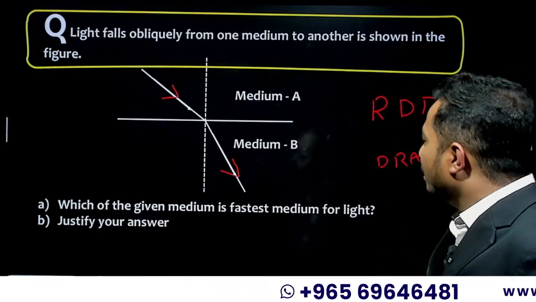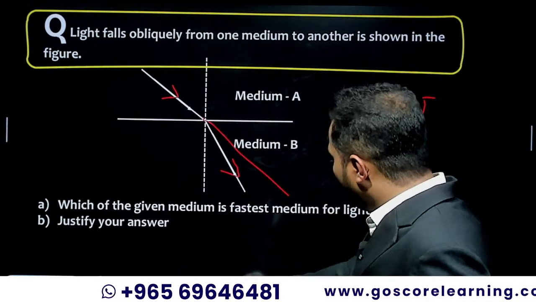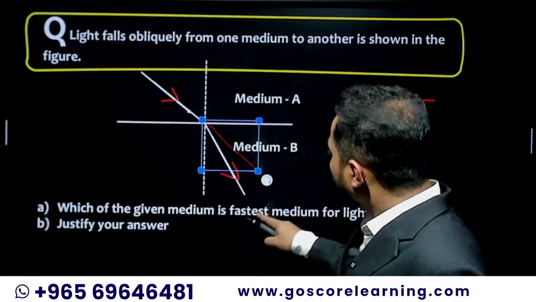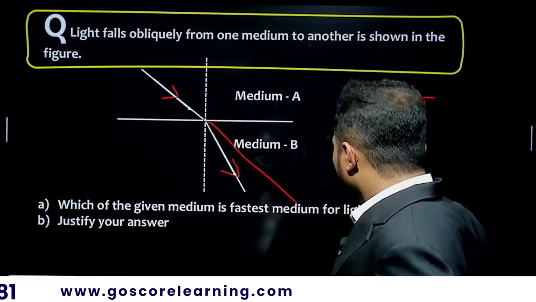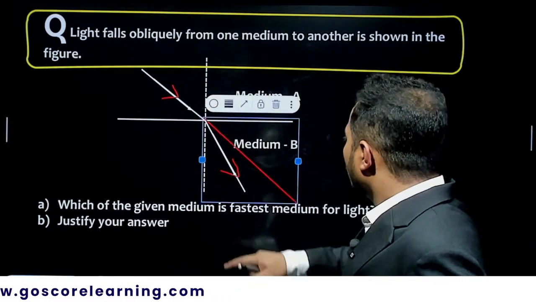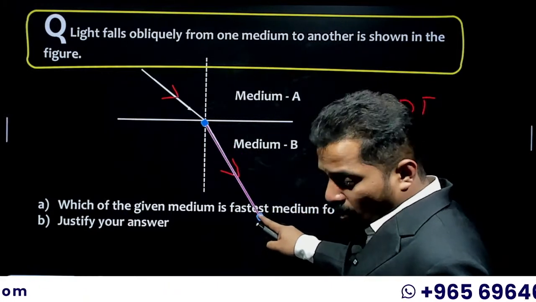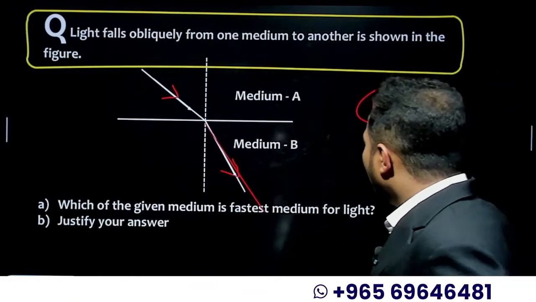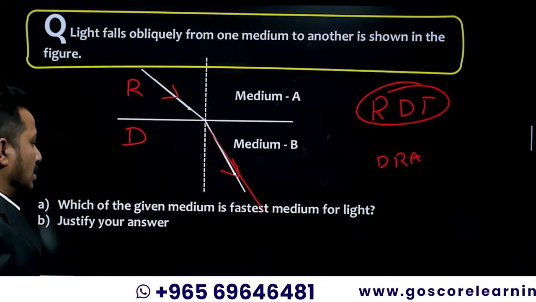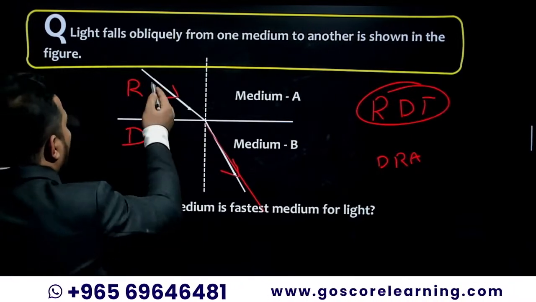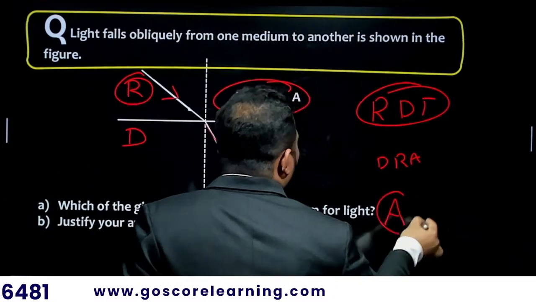So RDT here. Actually, the light should travel this path, and instead it is deviated. It should deviate towards normal, right? So it is RDT. RDT means it has traveled from rarer medium to denser medium. So the fastest medium is the rarer medium. So medium A is the fastest medium of light.